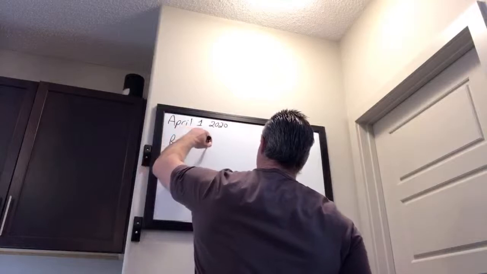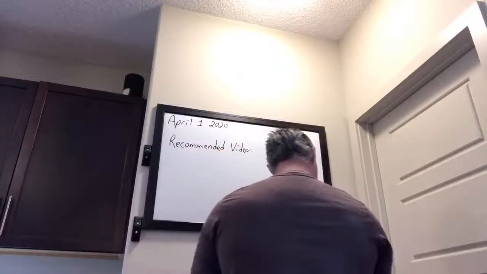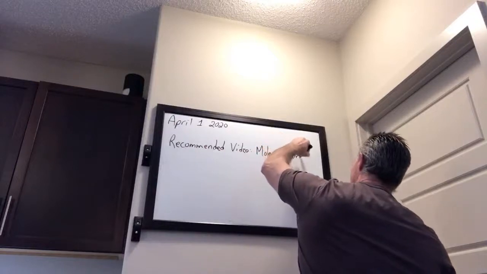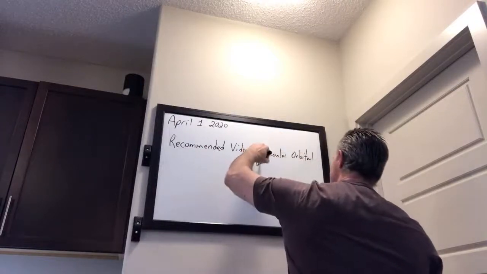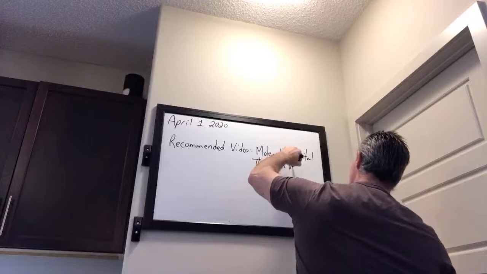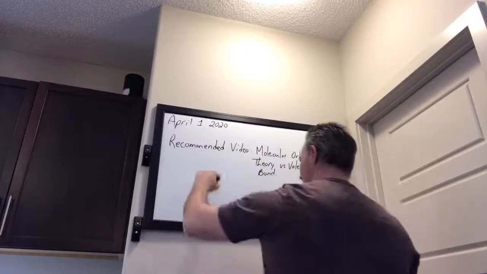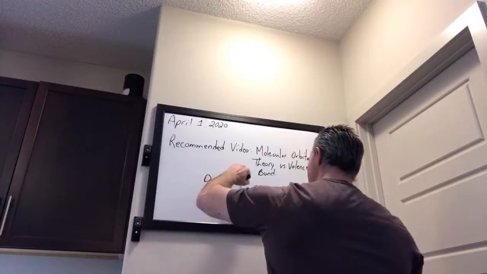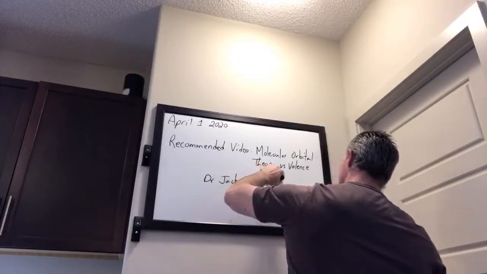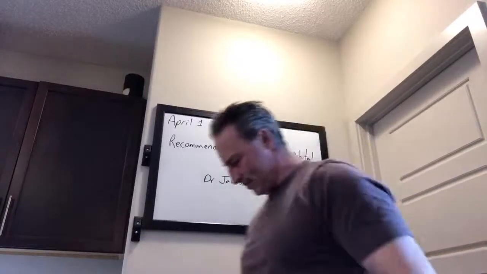It's not going to be mine. It's on YouTube, and it's called Molecular Orbital Theory versus Valence Bond. Okay, and it's by Dr. Jackson of the UGA. And that says Ken, and I didn't see the rest of the title. But if you enter this in YouTube, you'll get the video.